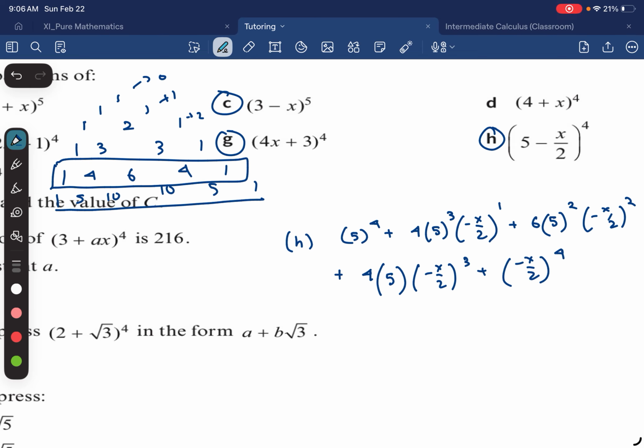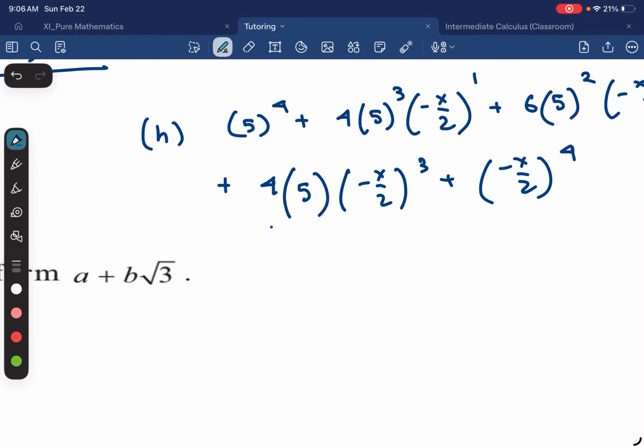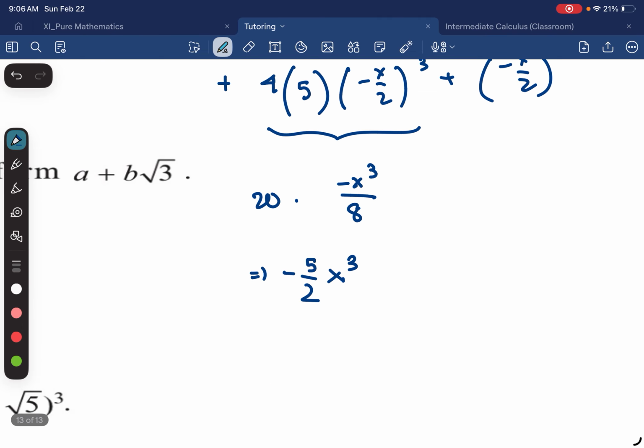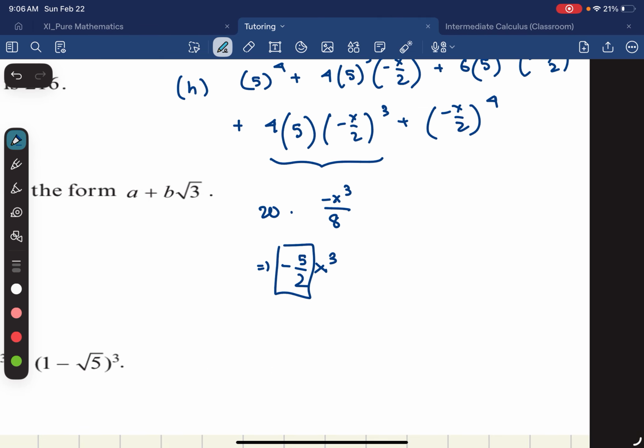And I want the x cubed term, which is going to be this. So I can say, hey, well, that's 5 times 4 is 20, times minus x cubed, and 2 cubed is 8. So that is going to give me 5 by 2. And I have a negative sign. So negative 5 by 2 x cubed. So my coefficient is going to be negative 5 by 2.